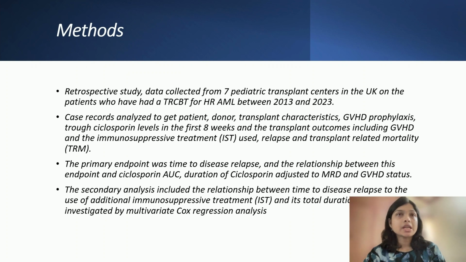10 years. Case records were analyzed to get patient, donor, transplant characteristics, GVHD prophylaxis, cyclosporin levels in the first 8 weeks, and the transplant outcomes including GVHD and immunosuppressive treatment used, relapse and transplant-related mortality. The primary endpoint was time to disease relapse and the relationship between this endpoint and cyclosporin area under the curve or exposure and the duration of cyclosporin adjusted to MRD and GVHD status.